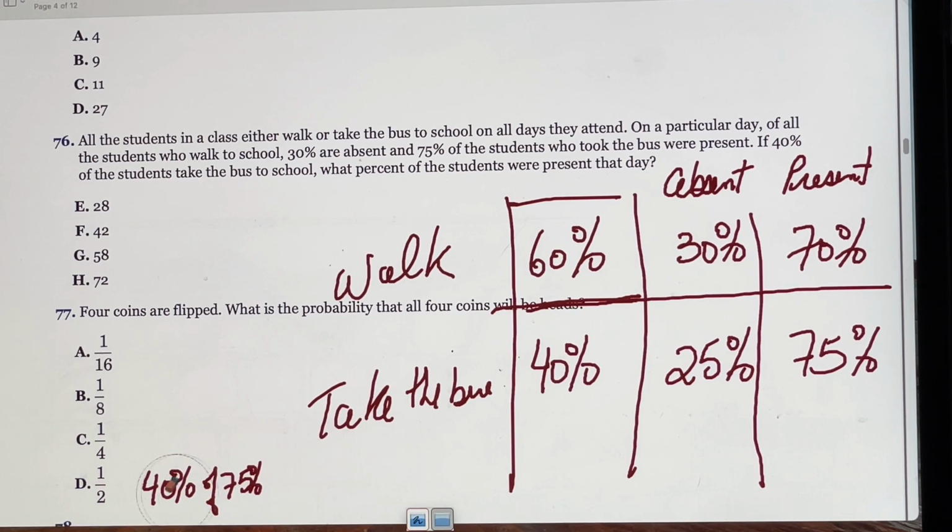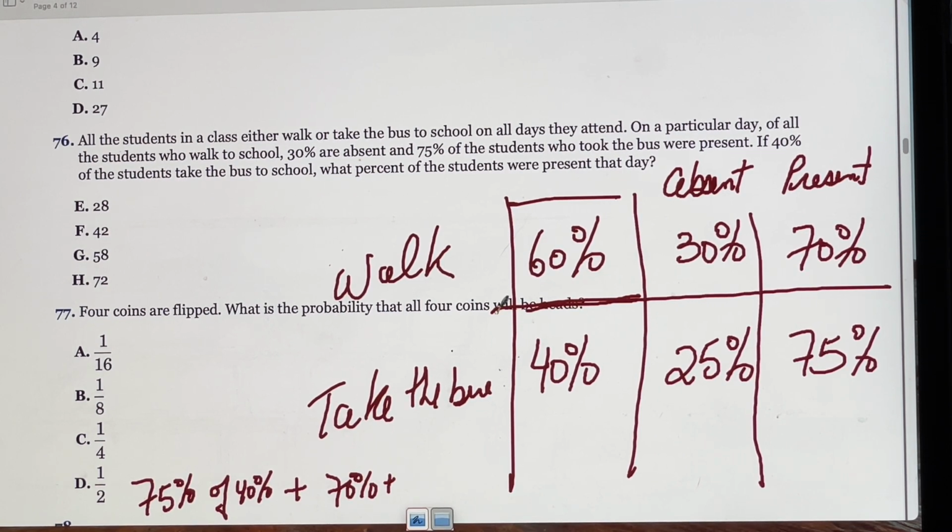Sorry. Apologies, it's the other way. So taking the bus, 75% of the 40% who take the bus were present, plus 70% of the 60% who were present.